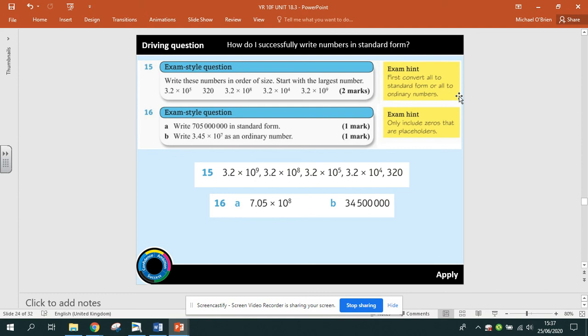705 million. Sorry, 705 billion in standard form. 7.05 times 10 to the 8th. And 3.45 times 10 to the 7th as an ordinary number becomes 34,500,000. Okay, so if you need to do any corrections, please do so now.